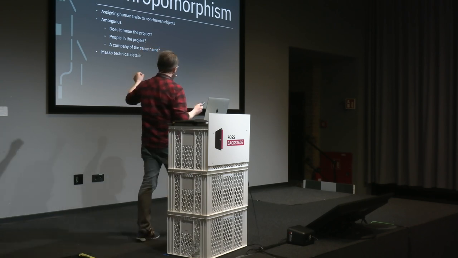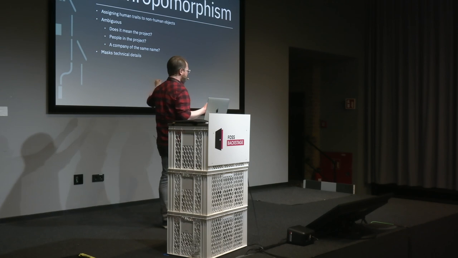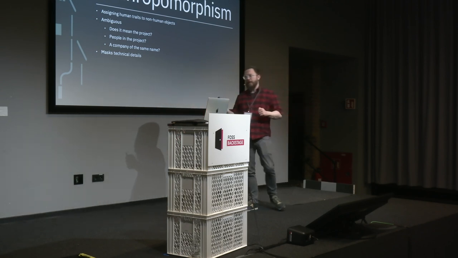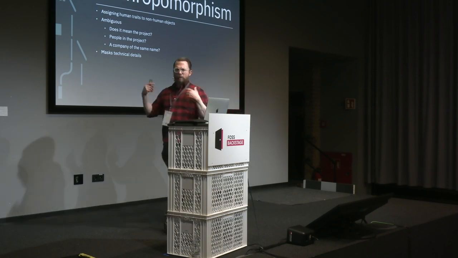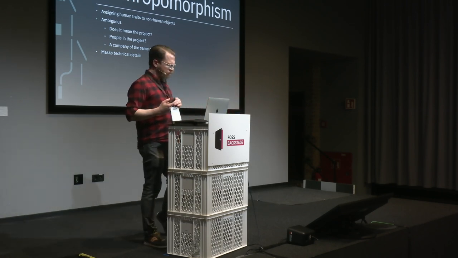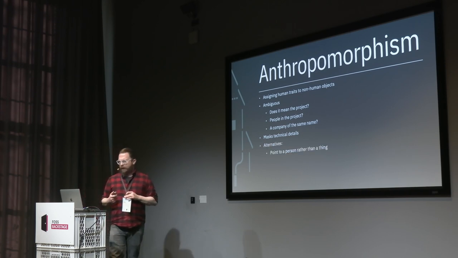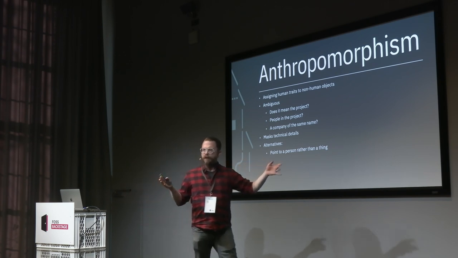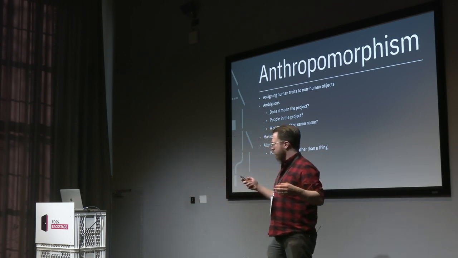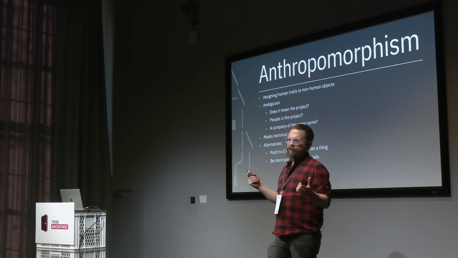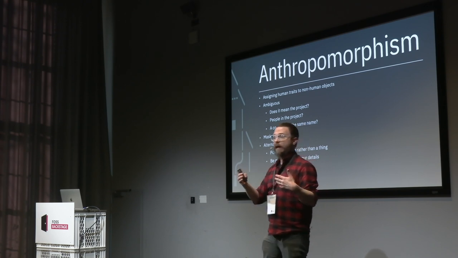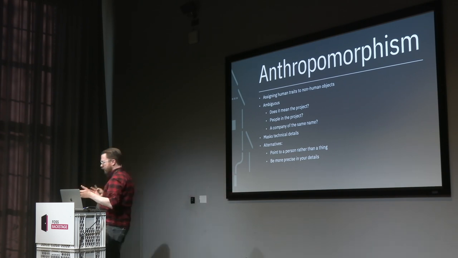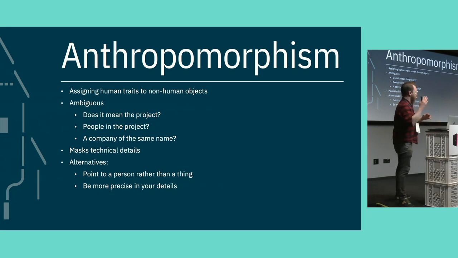Oftentimes, this masks technical details in ways that you don't want to do. "Bottle Rocket says to Kubernetes" is not being very clear to your users, and then people can confuse what you mean with that. And then how do you fix this? Point to a person, then a thing. The example with the issue: the issue isn't saying anything, the person is saying something. And be more precise in your details, however that might come about, right? So if you mean projects, you may have to say the Bottle Rocket project has a document that says X, Y, and Z.